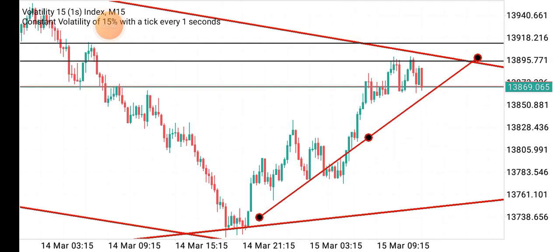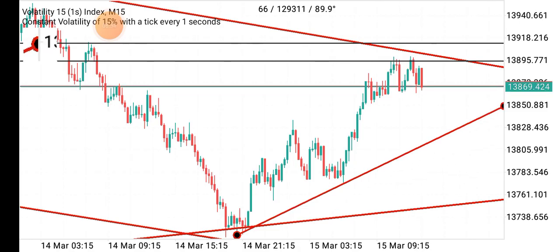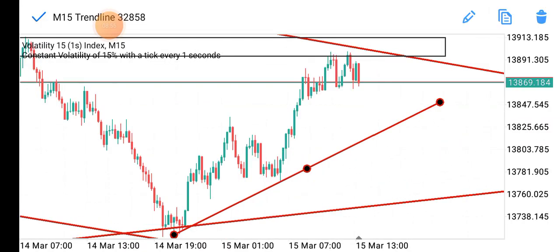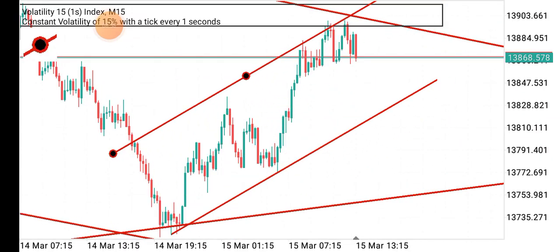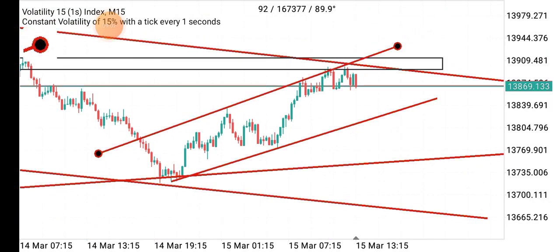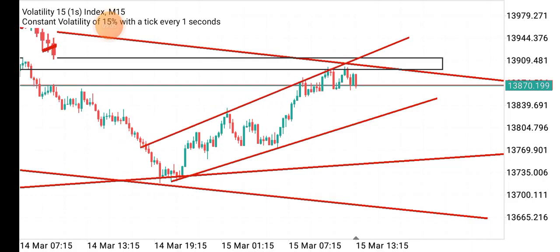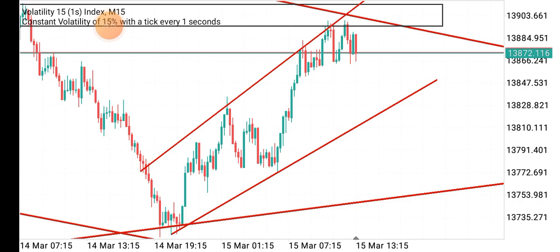Meanwhile, let's see. I think we have, because we can easily join trend lines to mark these higher highs and higher lows that the market has created. Let's see what we're going to have. All right, let's see if it makes sense. All right, okay. So we have something like this.